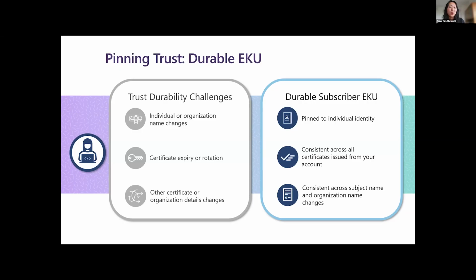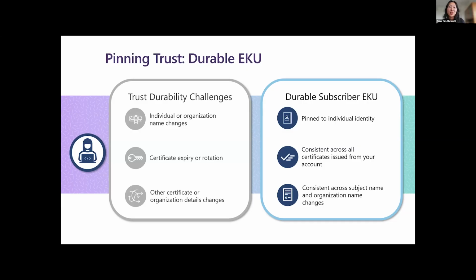And the mechanism that we use to enable this is called a durable subscriber EKU. An EKU or extended key usage is a cryptographically protected attribute inside a certificate. So a durable subscriber EKU is issued once per verified publisher identity and remains stable for the lifetime of that identity. So what does that mean in practice? It means your company name can change, certificates can expire and be reissued, and signing keys can rotate. And every new certificate issued to you still carries that same durable EKU.